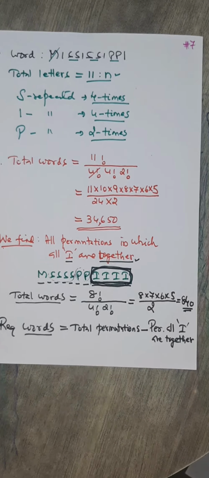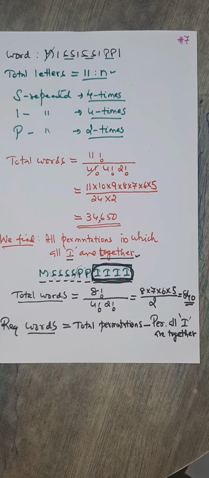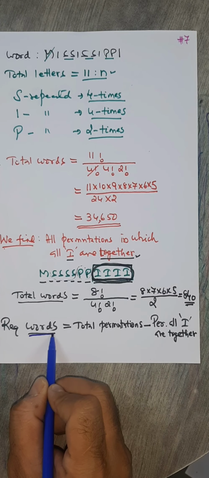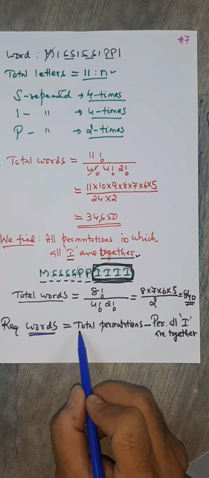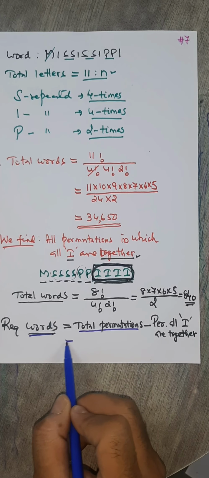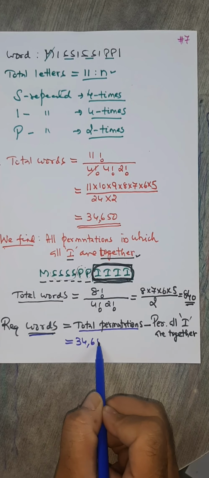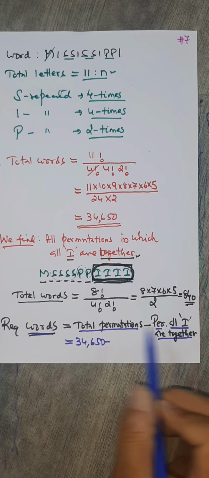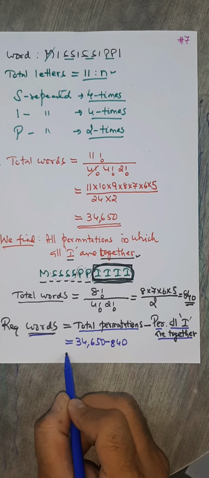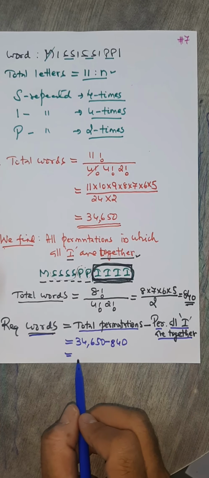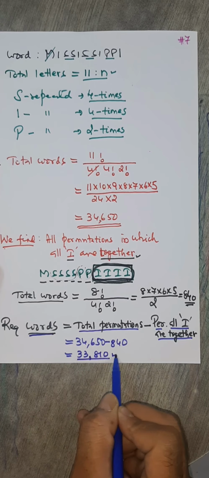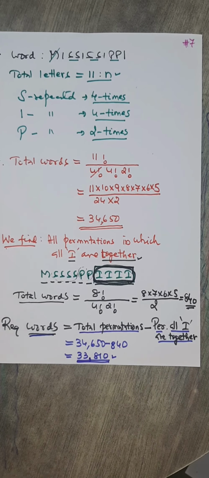समझ में आया? उल्टा लॉजिक लगा हम लोग ने. This is very commonly used technique in permutation. Later on also you'll realize. हम लोग को पूछा है words in which I's do not occur together. So मैंने क्या किया? Total permutations count किया. Total permutation आया 34,650 minus permutations in which all I's are together. वो आया मेरे पास 840. So do the subtraction. So what will we get here? 33,810.